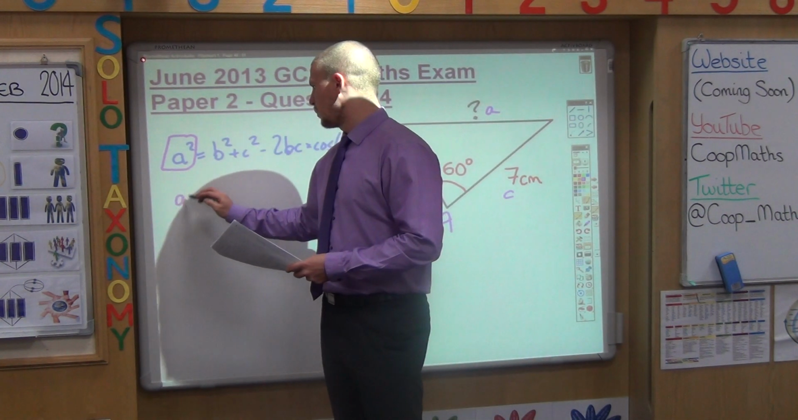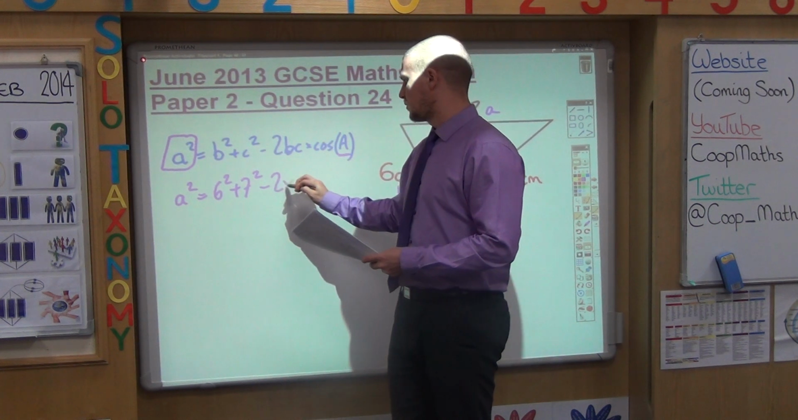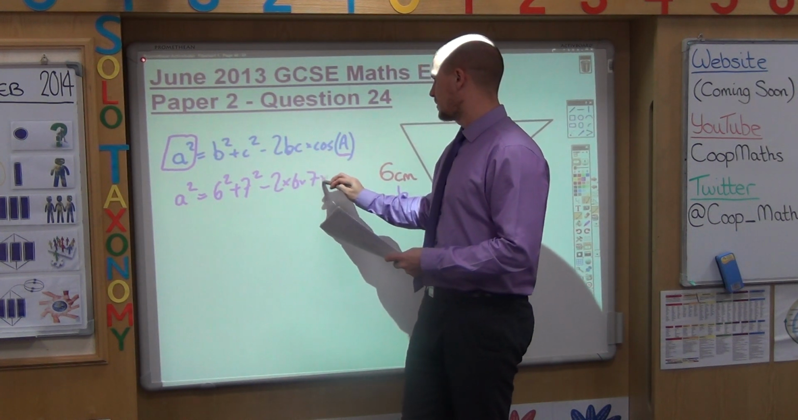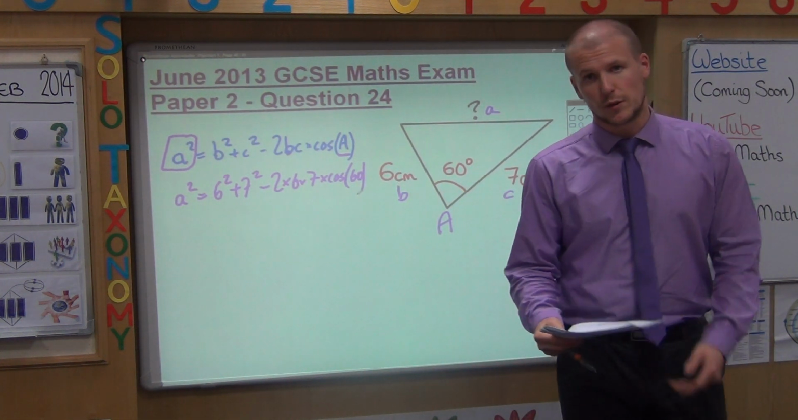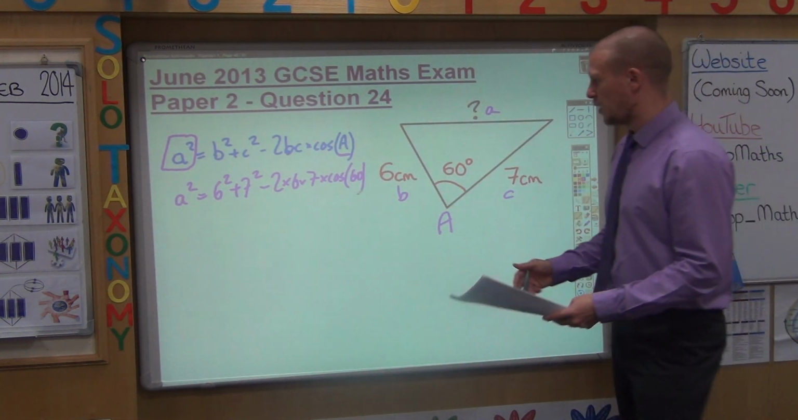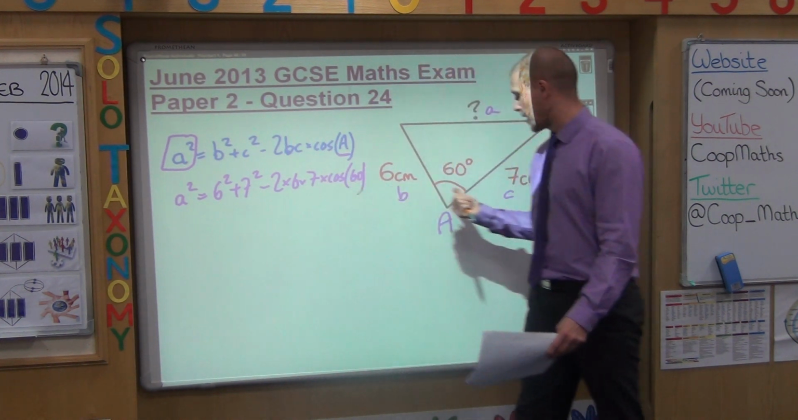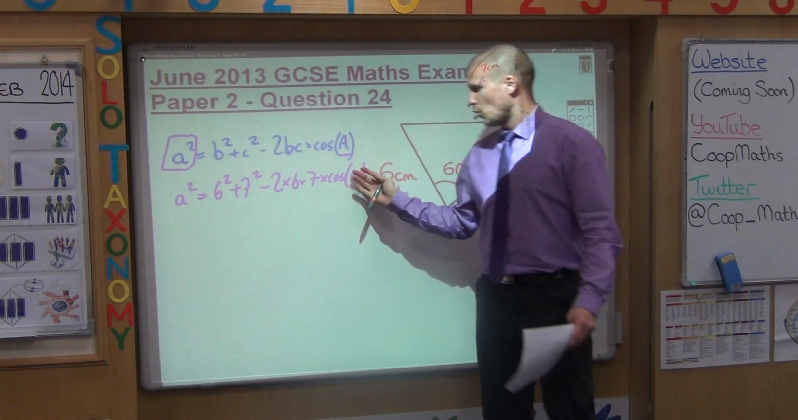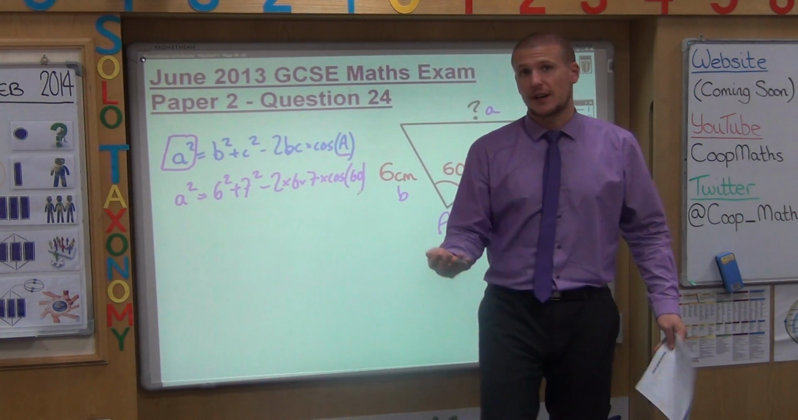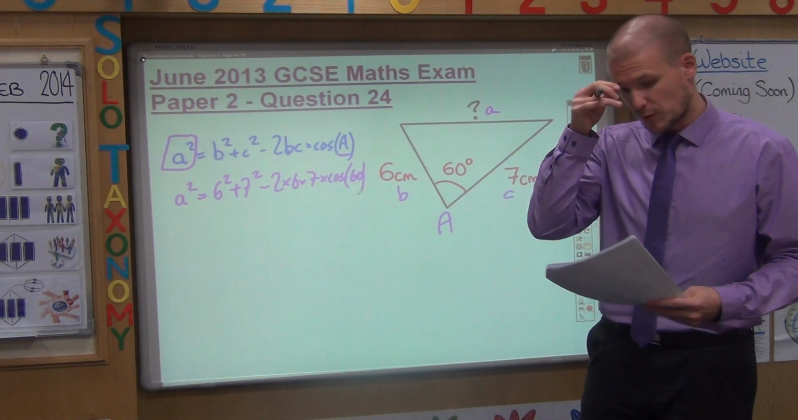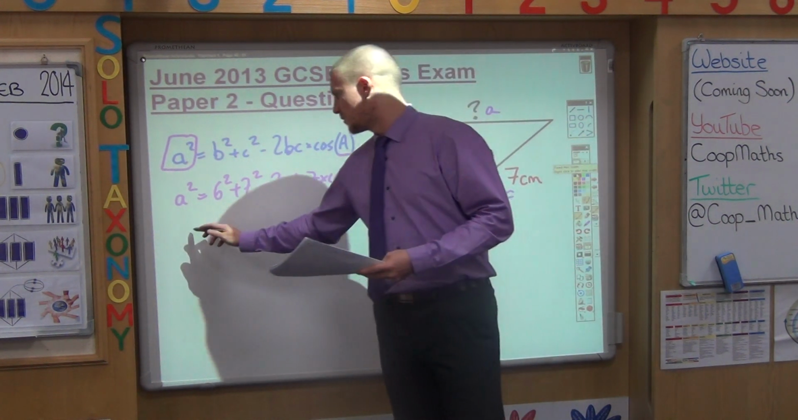Plugging everything in, we end up with a squared equals 6 squared plus 7 squared. Take away 2 times 6 times 7 times cos of 60. You can put that in your calculator all in one go. There's nothing wrong with that at all. That also alleviates any problems here, because when you have an obtuse angle in the cosine rule, when you cos it, you end up with a negative, and this creates a double negative. If you actually typed in your calculator all in one go, it deals with that for you. You won't get that here, but just food for thought for other ones.